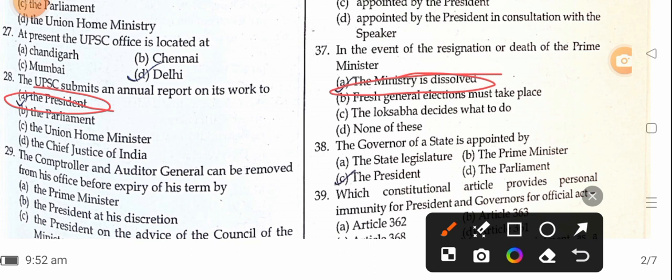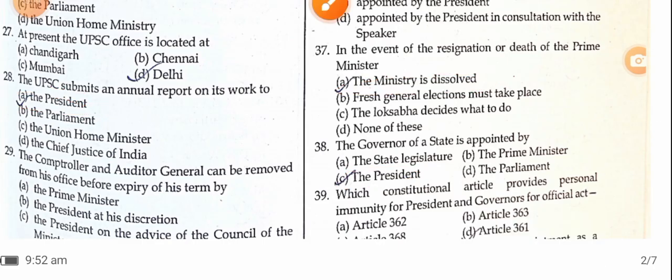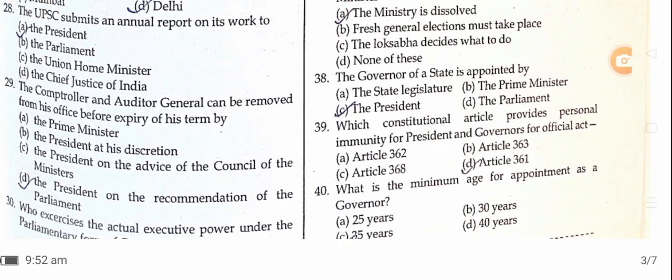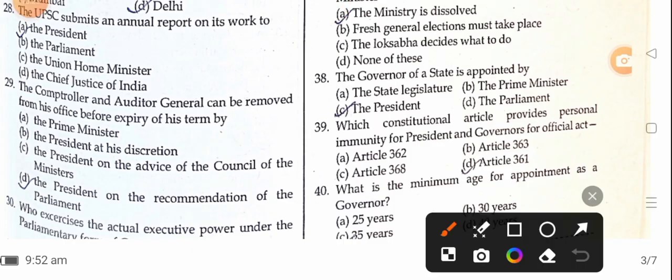The governor of a state is appointed by the President. The Comptroller and Auditor General can be removed from his office before expiry of his term by the President on the recommendation of the Parliament. Option D is the right one. Which constitutional article provides personal immunity for President and Governors for official acts? Option D, Article 361.